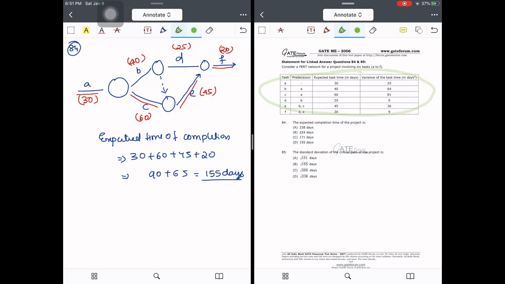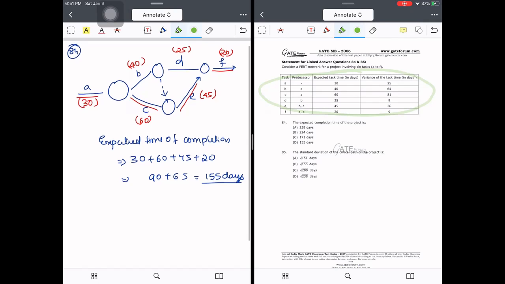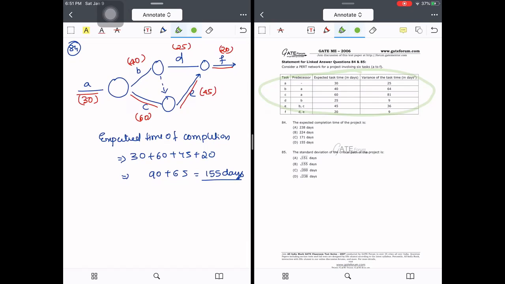Now question number 84. I think these are the two questions left. For question number 84, they have given a big table, and we have to find the expected completion time.